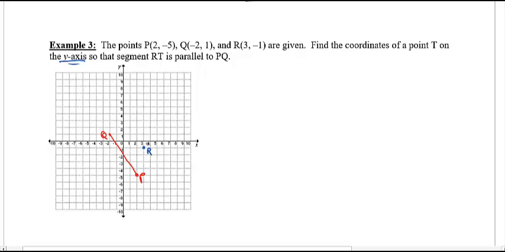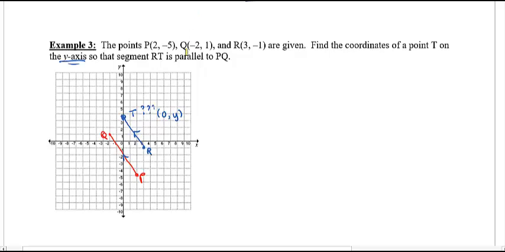I don't really know where it is. I'm just trying to guess if they are parallel. Probably something like this, perhaps. Okay, question mark, question mark, question mark. The key thing to note is these are supposed to be parallel. And so the question is, how do I actually find out the coordinates of point T? Well, because it's on the y-axis, I know it's going to be 0, comma, y, right? The x value is always 0 when you have a point on the y-axis.